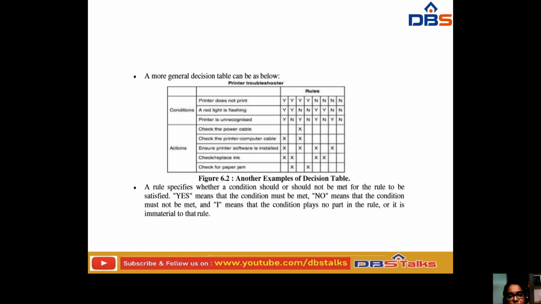Here you have to check whether the decision table rule specifies that the following condition is satisfied by that rule or not. Yes means that the condition must be met, no means that the condition must not be met. This symbol means that the condition plays no part, that is, it is not playing yes or no, or it is immaterial to that rule.